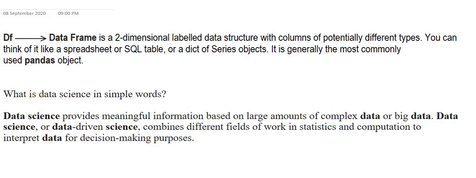In data science we are going to use one program called Python, and for Python we are going to use one thing that is called DF. DF is nothing but data frame. It is a two-dimensional labeled data structure with columns of potentially different types. You can think of it as a spreadsheet or SQL table or dict of series objects. It is generally the most commonly used pandas object.